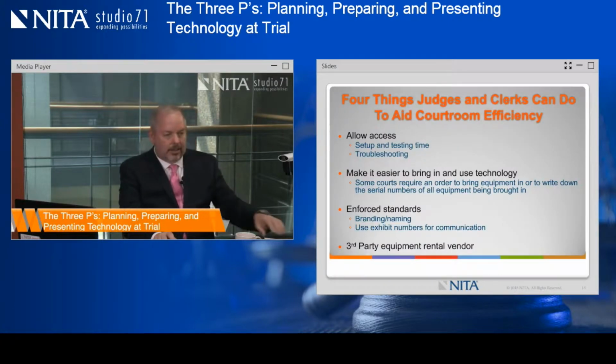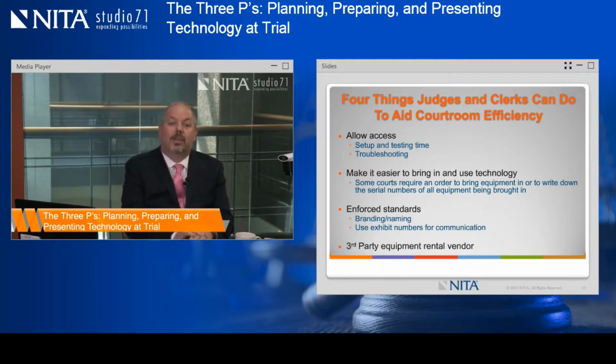So there are some things that judges and court staff can do to help aid courtroom efficiency. First is allowing access. Sometimes it's hard to get into the courtroom, and it's important that we get access so we can do the testing and set up and make sure that everything's working perfectly before the trial starts. You don't want to be testing and fidgeting with things during the trial.